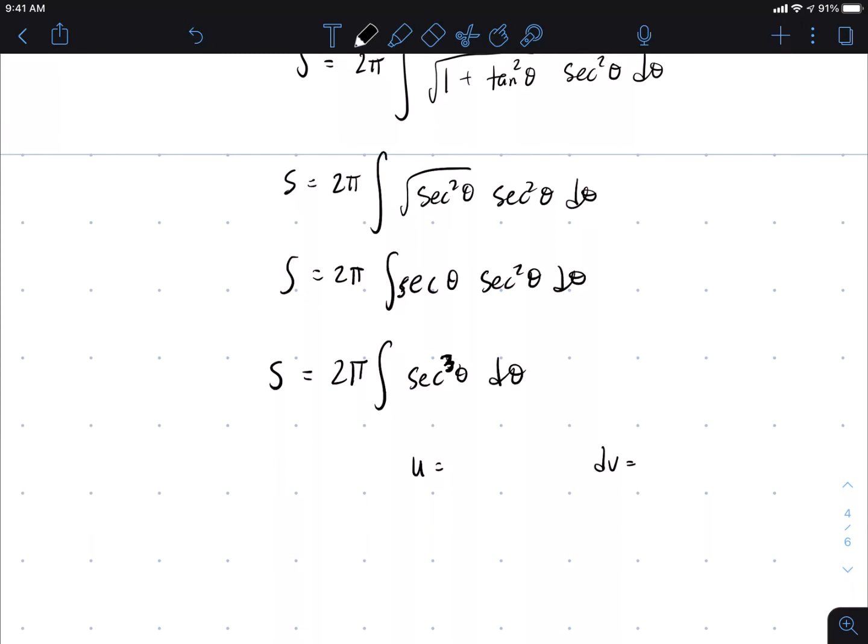No, it's going to be broken up. So to break them up, the u should be secant, and the dv should be secant squared theta d theta. The reason for that is the antiderivative of secant squared is tangent, right? Yes, that's correct. So then I'm going to get du is secant theta tangent theta d theta, and v is going to be tangent theta.